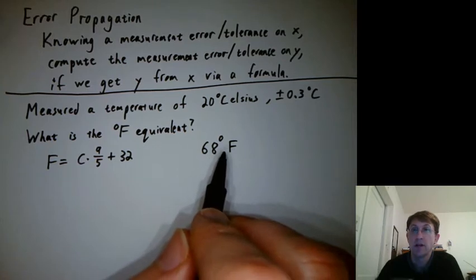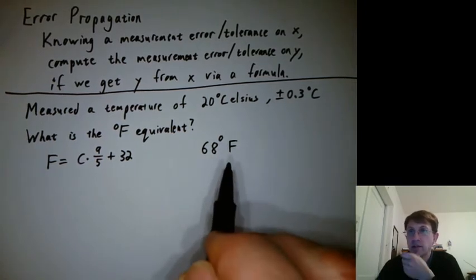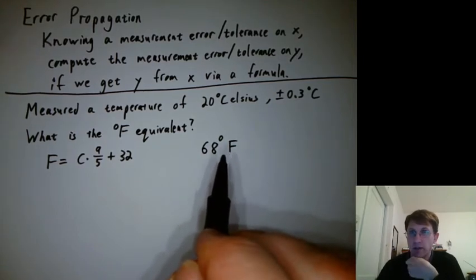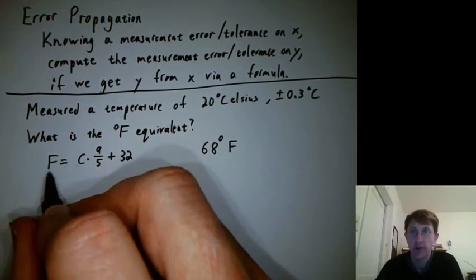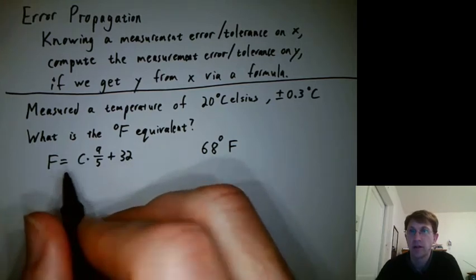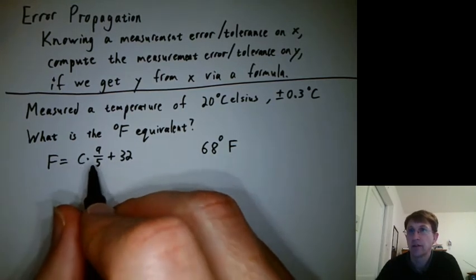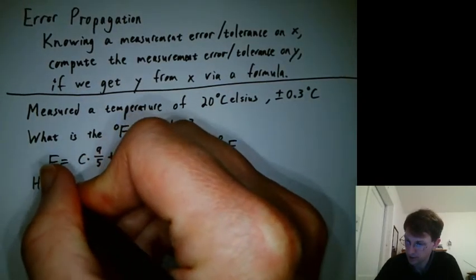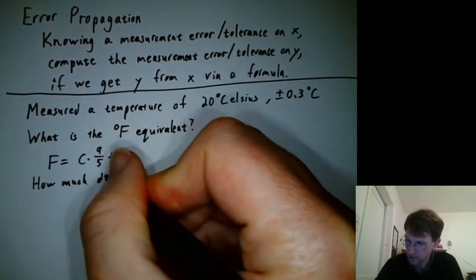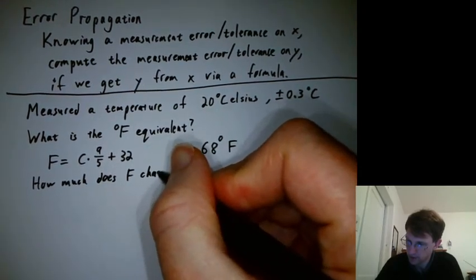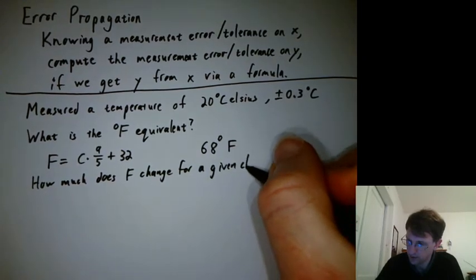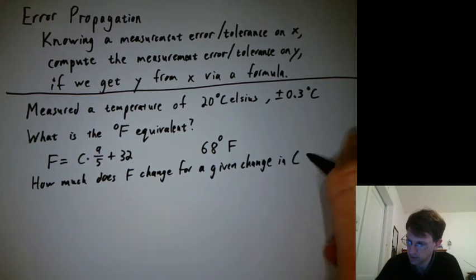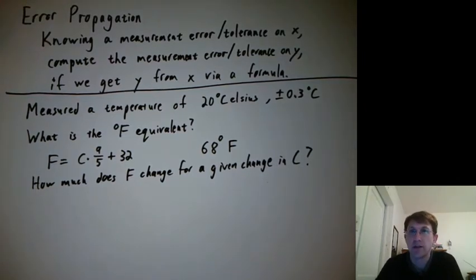Are we done? Well, we haven't said how much measurement error there is. Just a single number often isn't much good if you don't know how precise it is. So how can we say how much measurement error there is in this? Well, C is our input variable and F is our output variable. And we might say, how much does F change for a given change in C? Let's write that down. Which is exactly the question that differentials answer for us.